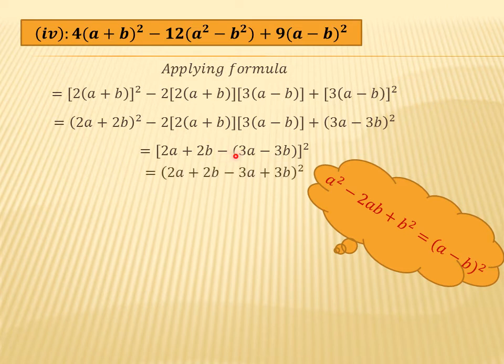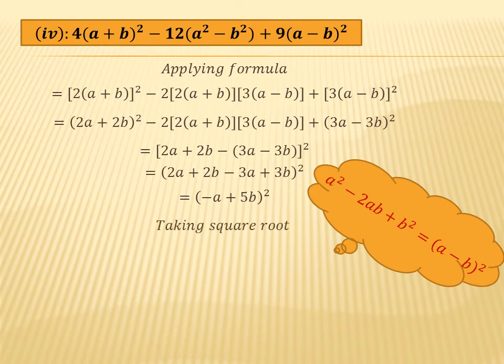So in the next step, I open that middle bracket. So plus, minus minus 3a, and minus minus plus 3b. As we have, 2a and minus 3a are like terms, plus 2b and 3b are also like terms, so we can add and subtract them. 2a minus 3a will become minus a, and 2b plus 3b will become 5b, and the square will remain the same. So the first part of the factorization is done now.